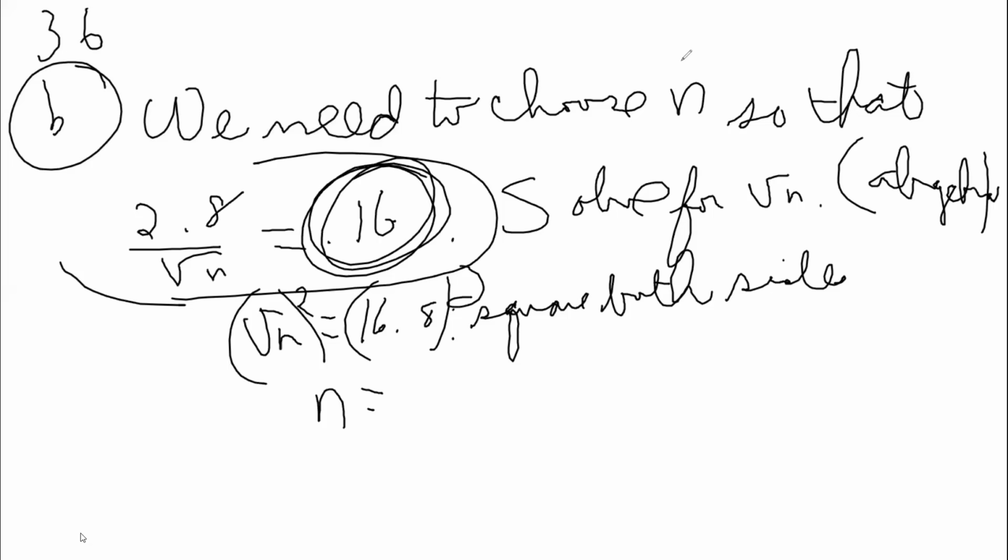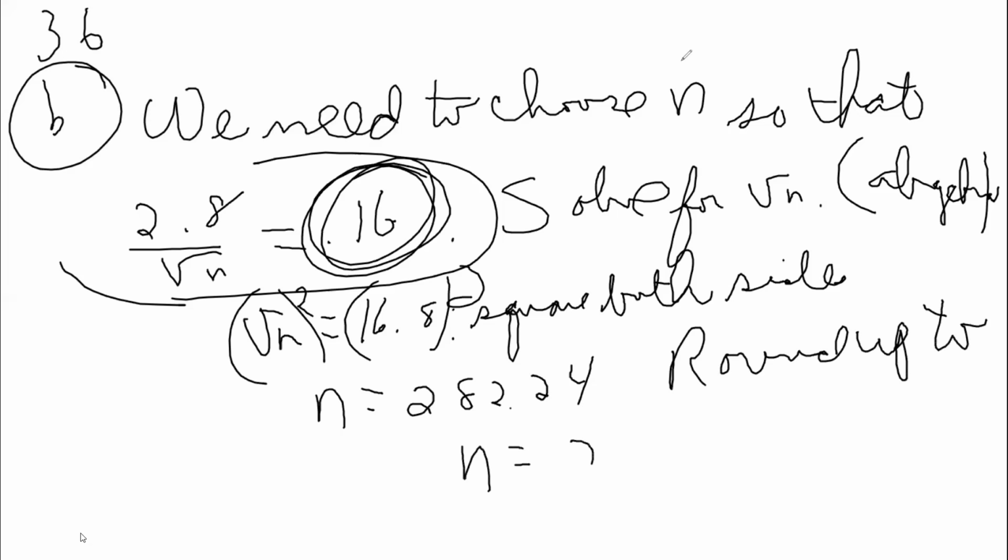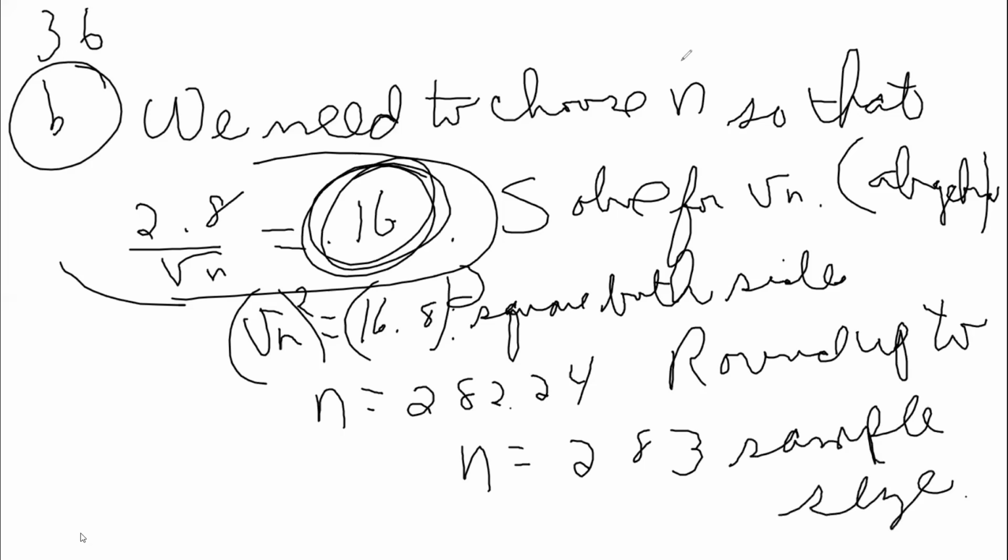So n has to be 282.24. Well, you're not going to measure about a quarter of a person. So round it up and measure 283. That is your sample size. So again, for this problem, you need to measure 283 guys so that the standard deviation of these 283 will be 0.16 inches, and 99.7% of them will fall within that range.